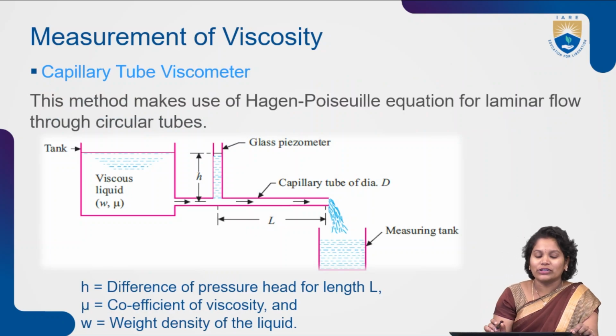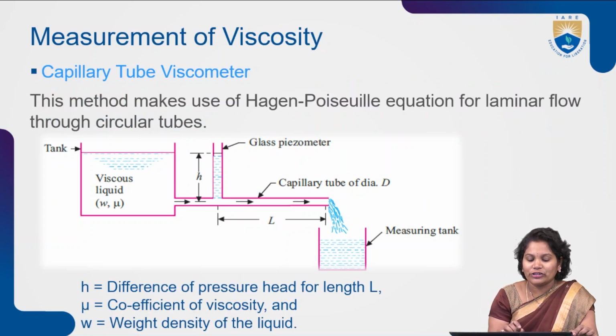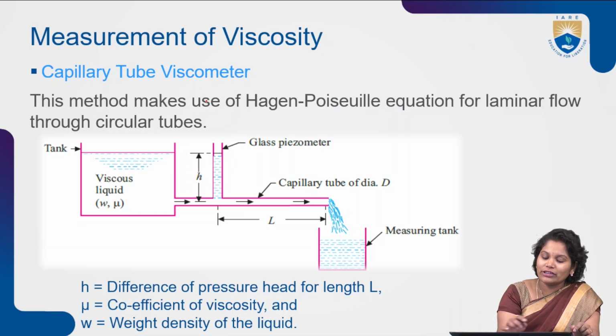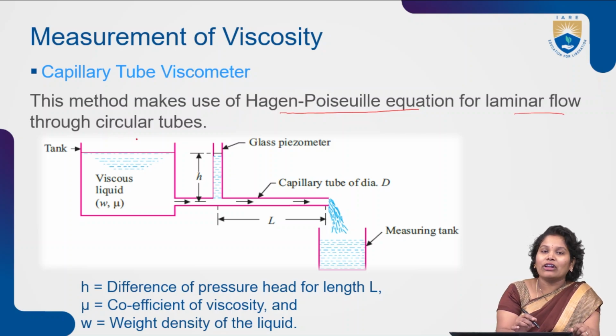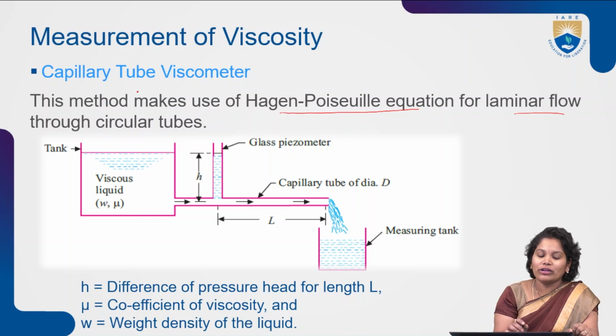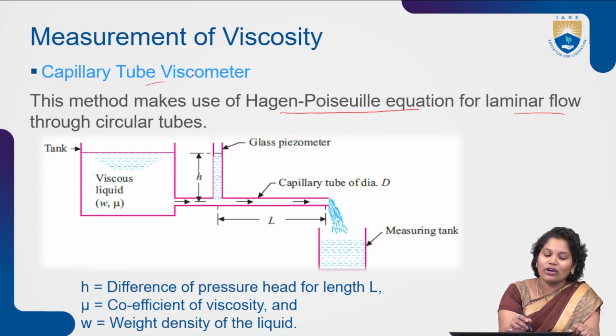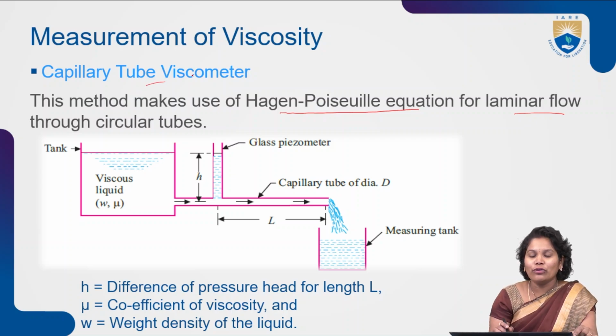So here we see the first one. The first one is the capillary tube viscometer. In this method, Hagen-Poiseuille's equation comes into the picture. This we have already derived in the second lecture, Hagen-Poiseuille's equation for laminar flow through circular pipes. That method we use for the measurement of viscosity, and we call it a capillary tube viscometer.